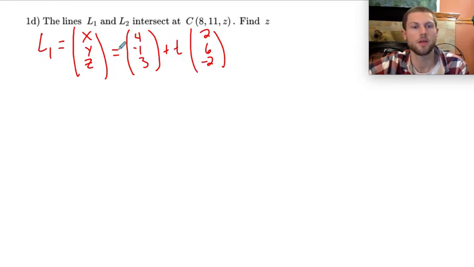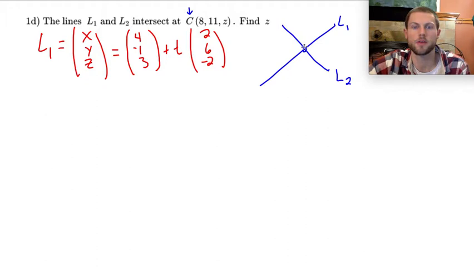For problem 1D, I'm told the lines L1 and L2 intersect at this coordinate at point C, and the coordinate is given as 8, 11, Z. And I want to find Z. So let's think about what's going on here. I've got L1 and I've got L2, and right here in this diagram, this is the point C.